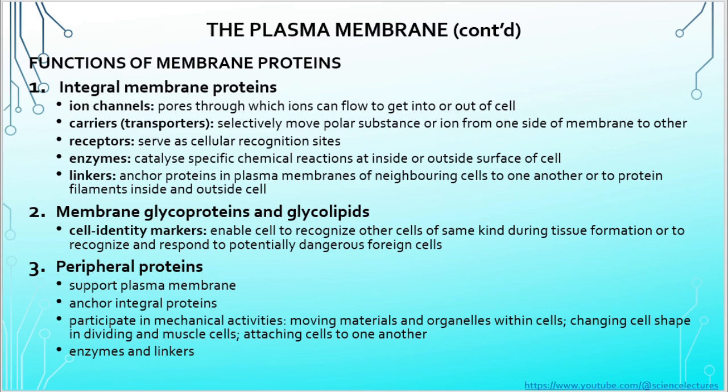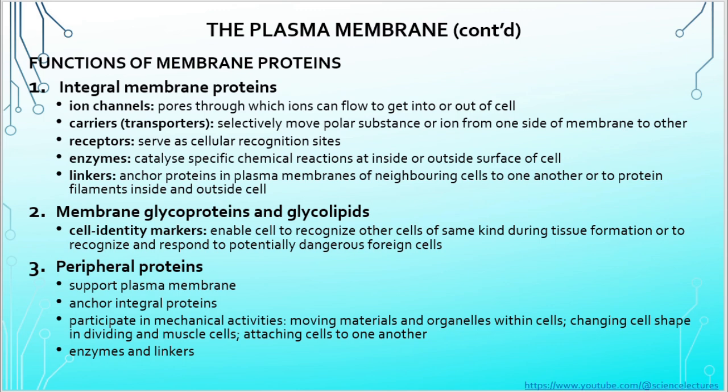Integral proteins called receptors serve as cellular recognition sites. Each type of receptor recognizes and binds to a specific type of molecule. For example, insulin receptors bind the hormone insulin. A specific molecule that binds to a receptor is called a ligand of that receptor. The receptor recognizes a specific ligand and alters the cell's functions in some way. For example, antidiuretic hormone, ADH, binds to receptors in the kidneys and changes the water permeability of certain plasma membranes.